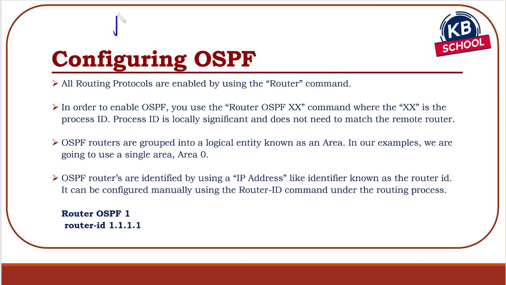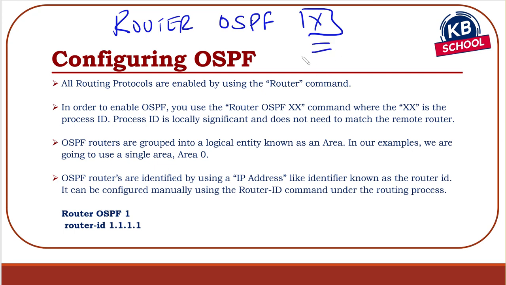The router command enables OSPF, the process ID followed by the OSPF command. The process ID is locally significant, can be any number, just like the router, nothing different over here. Again, if you want to set the router ID, same command over here, router ID x.x.x.x. You do need to put it into an area just like you do on a router, nothing different over here.